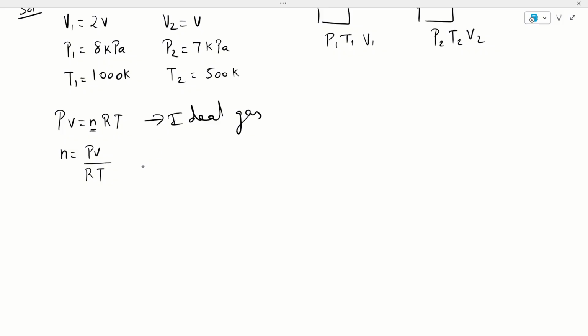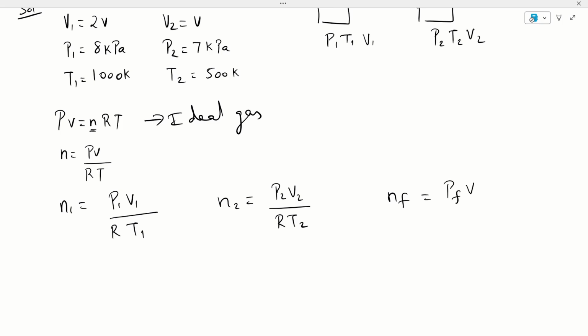Now we just need to apply this equation for vessel 1 and vessel 2 to obtain the final pressure and final volume. So it is very simple. For the first vessel, n1 is P1 V1 by R T1. For the second vessel, n2 is P2 V2 by R T2. For the final situation where both vessels are connected, the number of moles is PF VF by R TF.